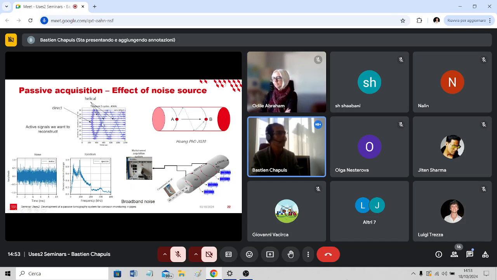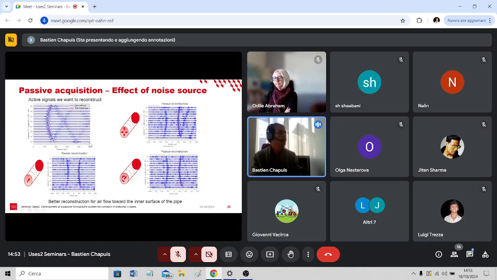And then we have helical waves that make one round before coming from A to I. So we have the first helical waves here, and then the second, so 2 rings before turning, etc. So it's the typical signals we want to reconstruct.